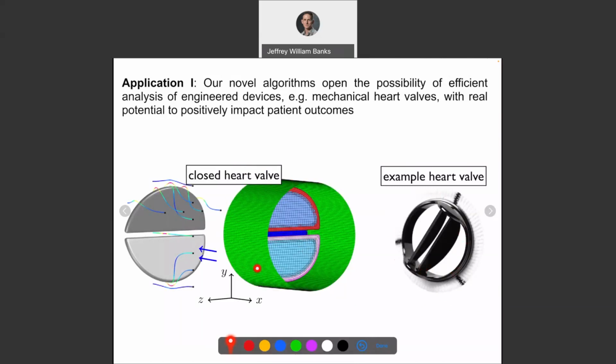Now, if you have an artificial heart valve implanted in you, what you don't want is clotting. Clotting is caused by high regions of shear stress. And so we can analyze now the effects of various mechanical changes and changes in design on the heart valve with our tools in a very efficient way and hopefully positively impact people's lives, patients' outcomes.